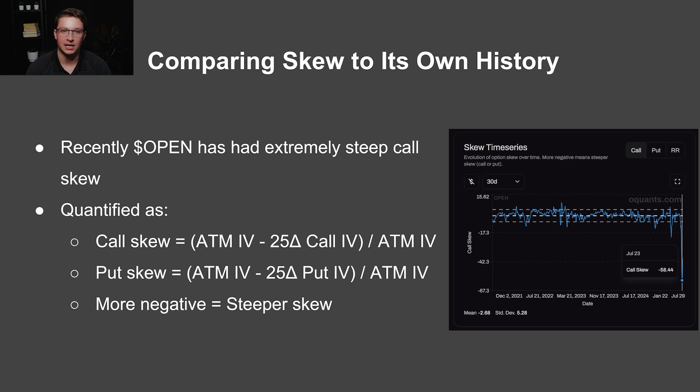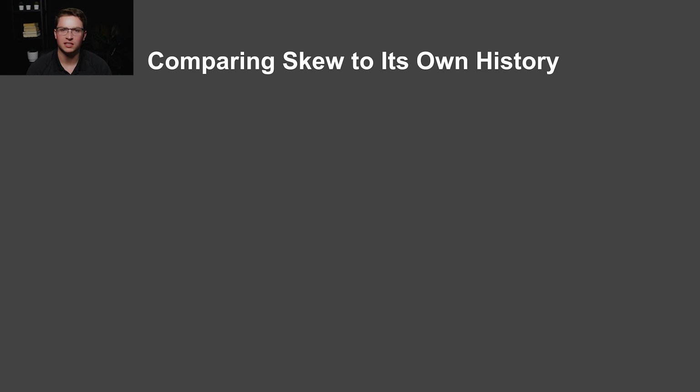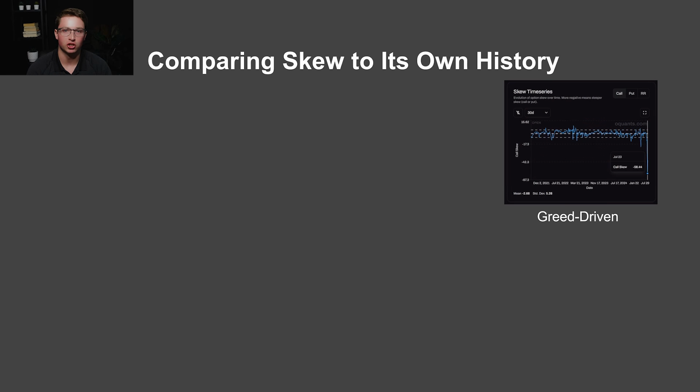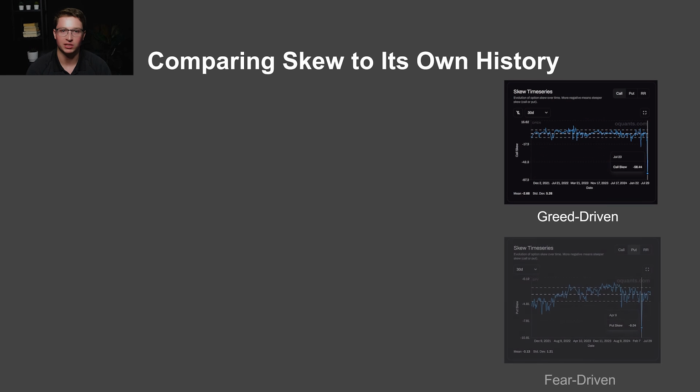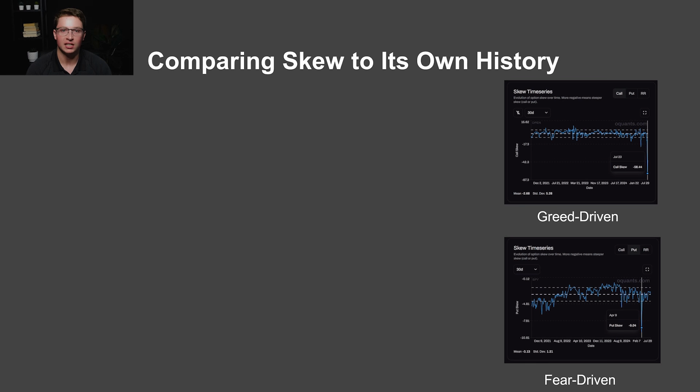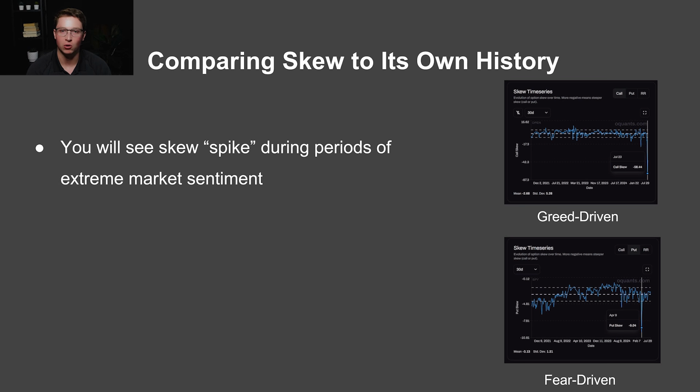Likewise, put skew is measured as the at-the-money implied volatility minus the 25 delta put implied volatility, normalized for the at-the-money volatility. Again, a more negative value indicates that out-of-the-money puts are priced with much higher implied volatility, typically due to institutions seeking downside protection. You'll often see skew spiking during periods of extreme market sentiment. For example, in fear-driven environments, put skew steepens due to aggressive hedging. In greed-driven environments, call skew steepens as traders chase upside via low delta calls.